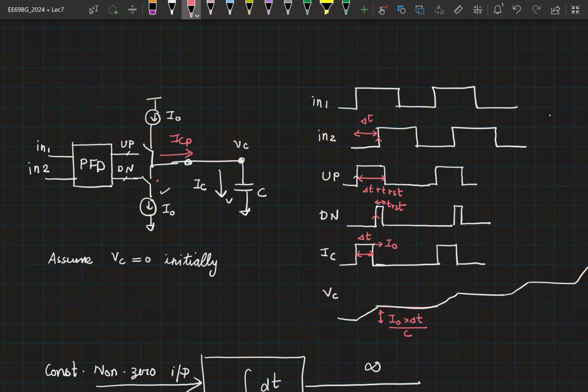So now, if the VC voltage has to be constant, that means the IC average in a period has to be zero. In every period, correct. In every period, if some finite IC goes into the capacitor, if the average value is non-zero, the capacitor voltage is going to either ramp up or ramp down. Right? So it looks like this particular combination can give you a steady state VC only if it sees an input equal to zero. Is that okay?